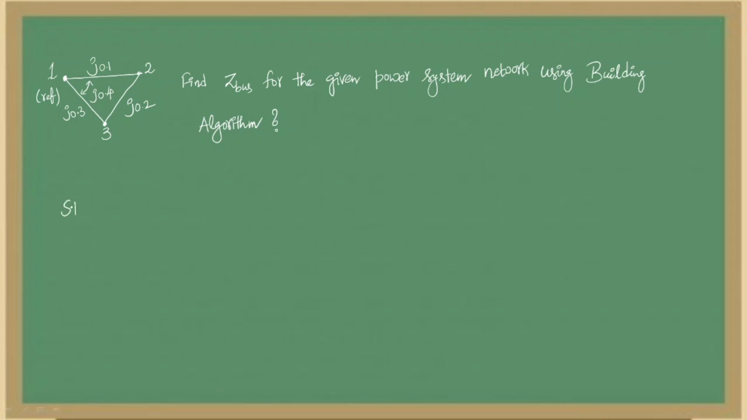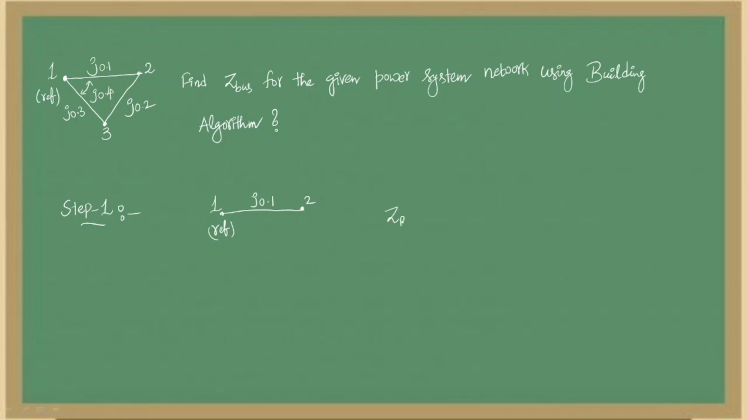In step 1, I am adding an element between first bus and second bus, and the first bus is the reference bus. So consider this element between first bus and the second bus. What is the impedance? j0.1 is the impedance and first bus is the reference bus, right? Now for this network or for this partial network, what is the Z bus matrix?